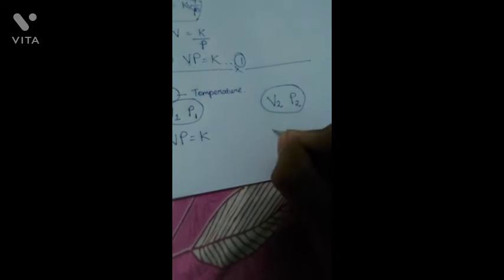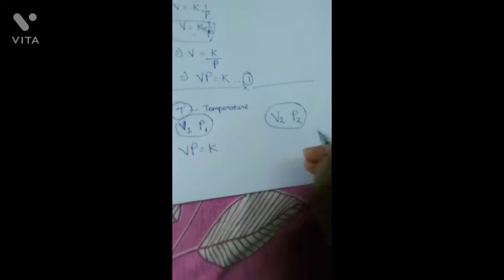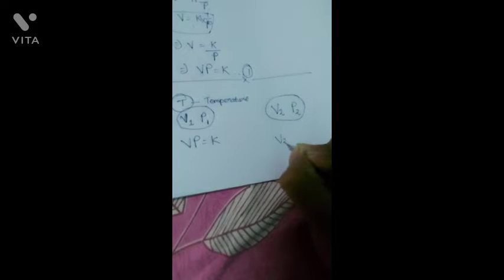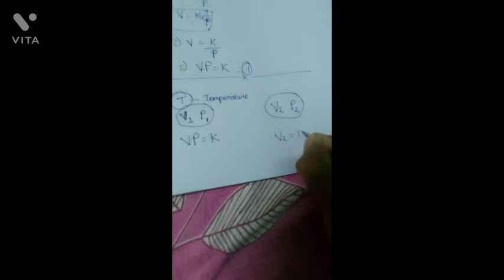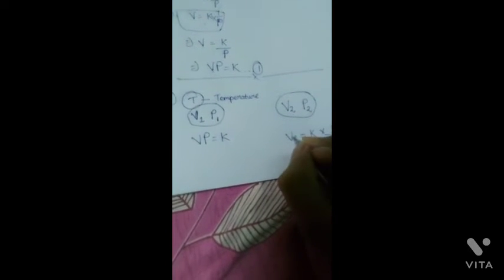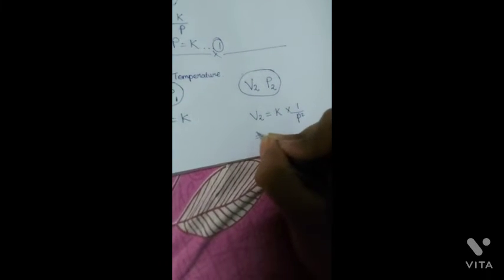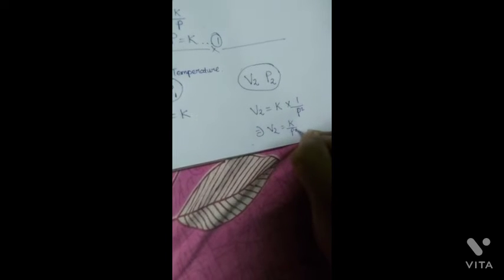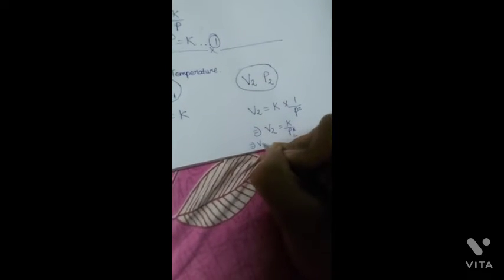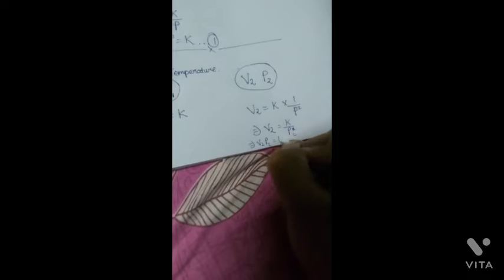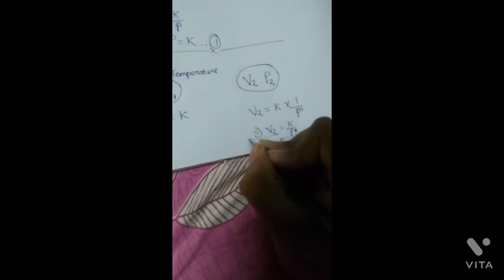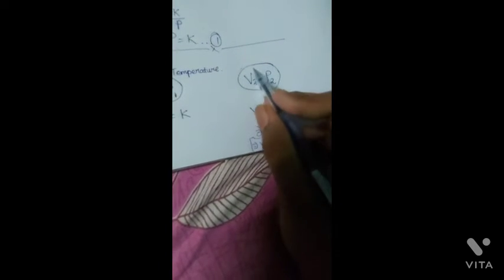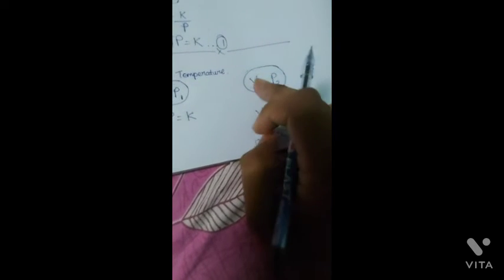In a similar way we can write, like last time, V2 is equal to K into 1 by P2. So V2 is equal to K by P2. Now we can write V2 P2 is equal to K. So this is the new formula, with the new volume and new pressure.